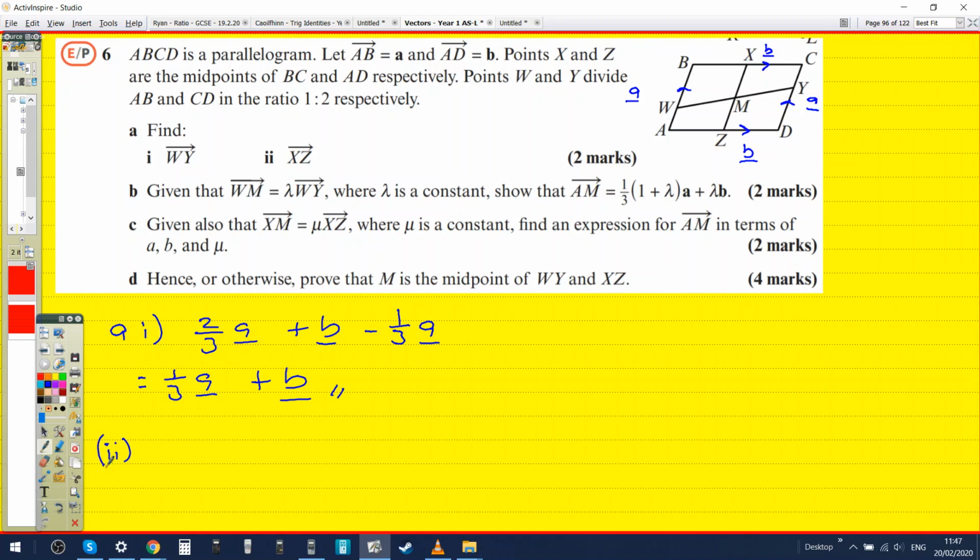Part 2. And then will that just be half B minus A minus B? Minus a half B, I believe. Yeah. What does that simplify to? Just minus A. That one's minus A. Okay, question B.